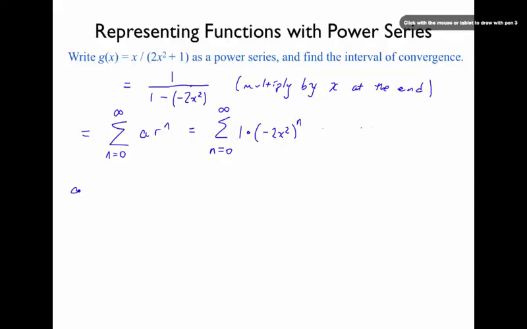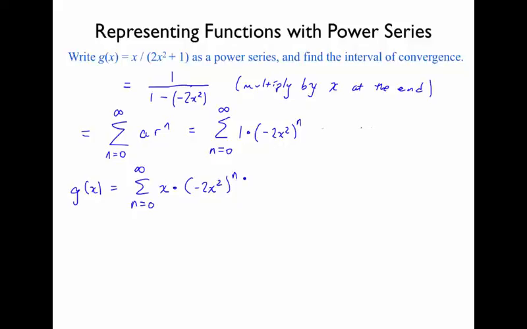So g of x equals x times the series of negative 2x squared to the n. And that's important for our interval of convergence.